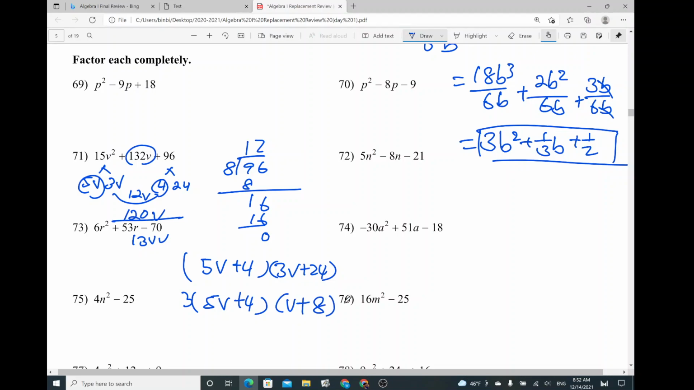8. Another way you can do it is take out the greatest common factor first, as I mentioned before. So 15, 132, 96. All those numbers are multiples of 3.